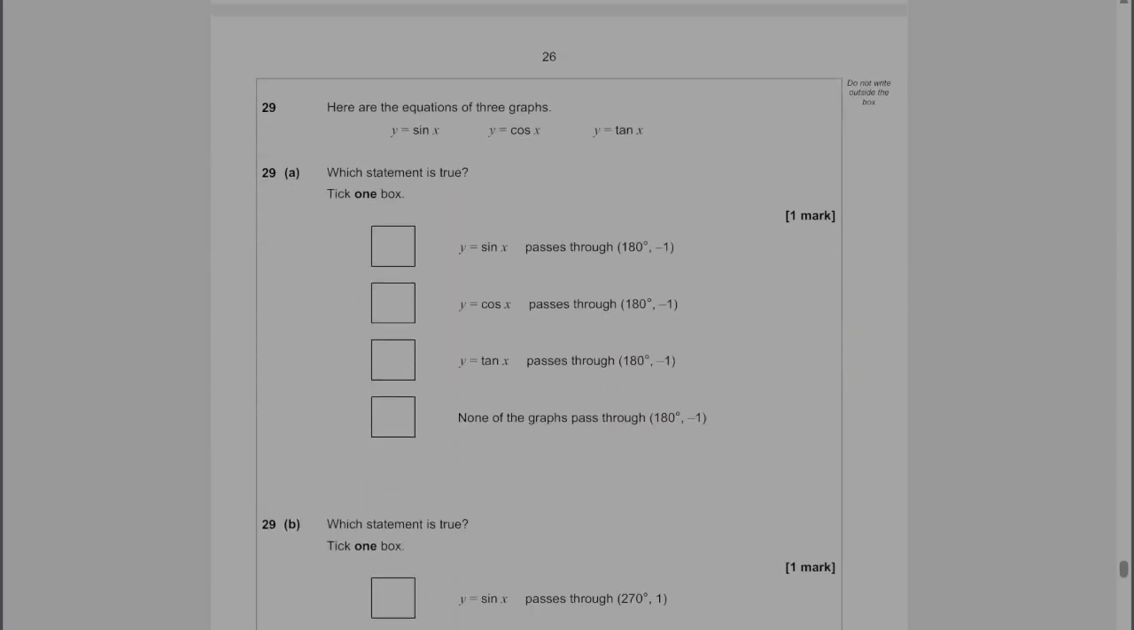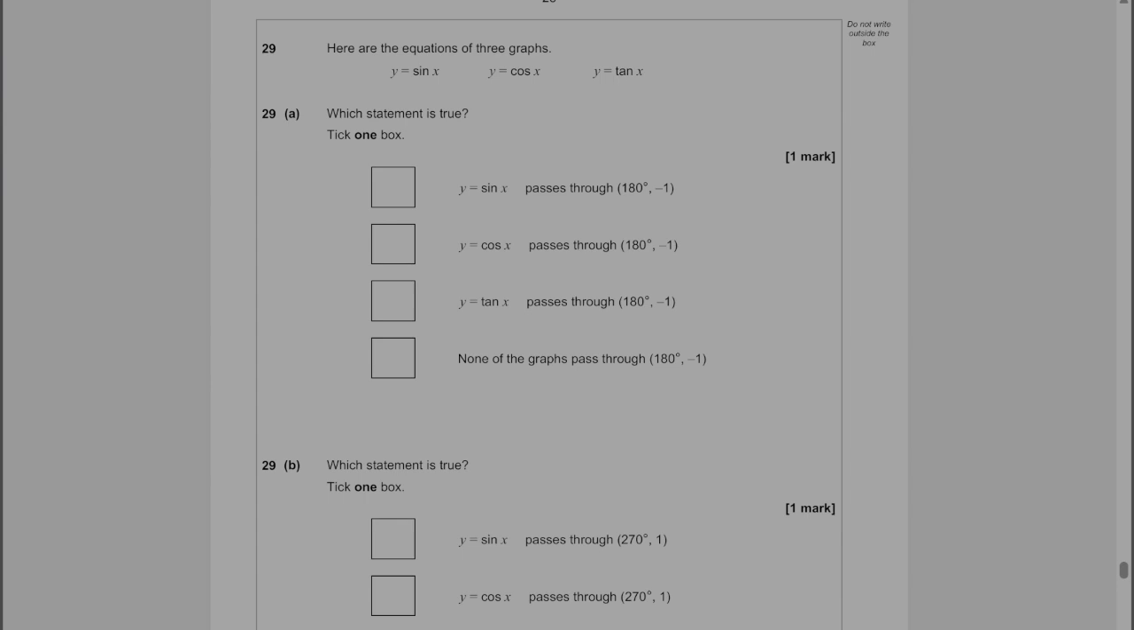Okay. Question 29. Here are the equations of three graphs. Y is equal to sine x, y is equal to cos x, and y is equal to tan x. Which statement is true?